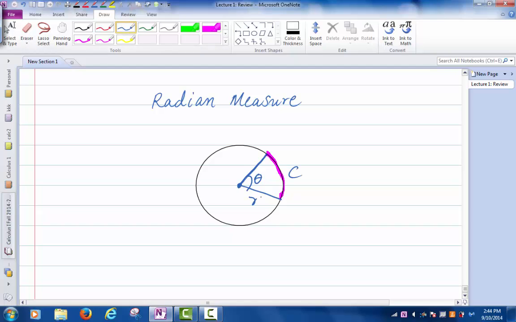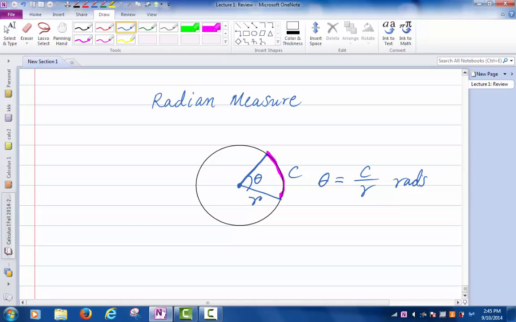So what's the radian measure of theta? It's c divided by r. So the radian measure of theta is c divided by r. Okay, so it is a ratio of lengths, right? It is a ratio of lengths. That's the measure.